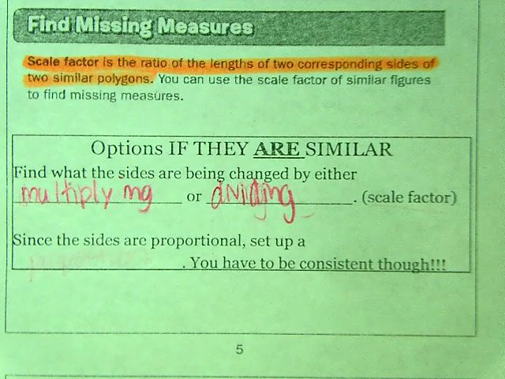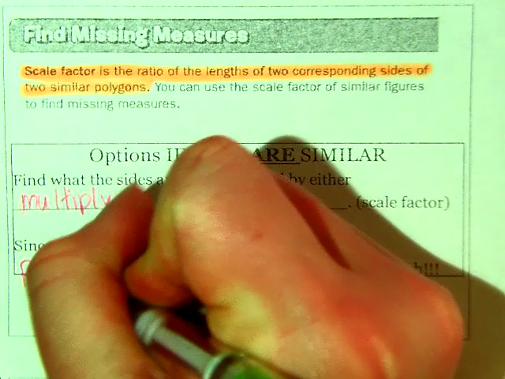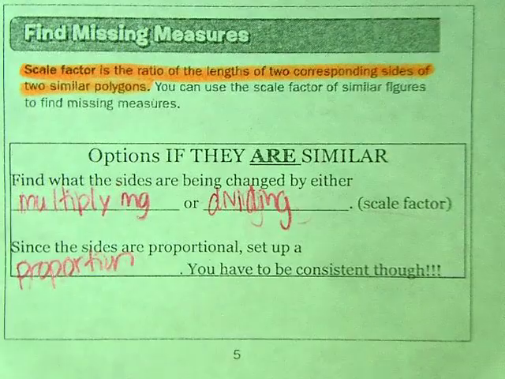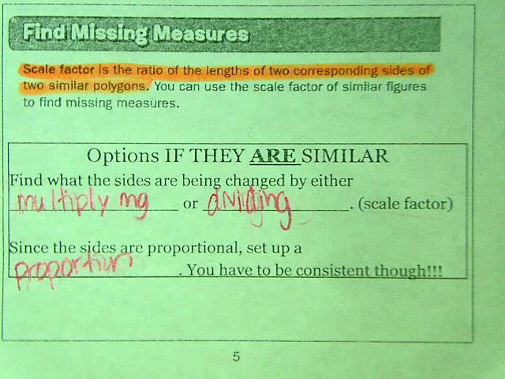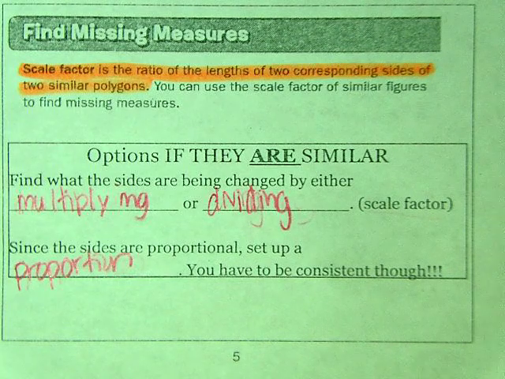Since the sides are proportional, you can set up a proportion, and we'll see that here in a second. And you have to be consistent. So little over little equals, or little over big equals little over big. Corresponding sides have to be set up.